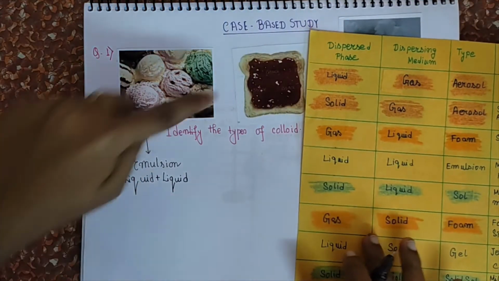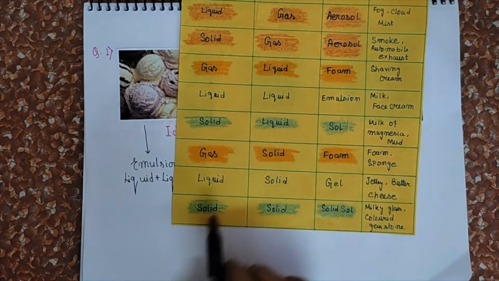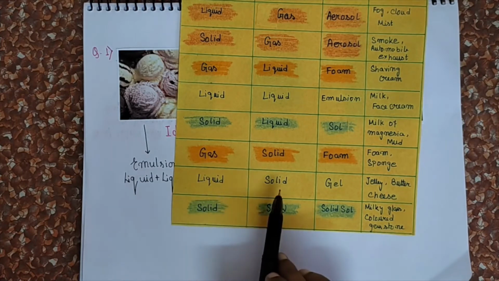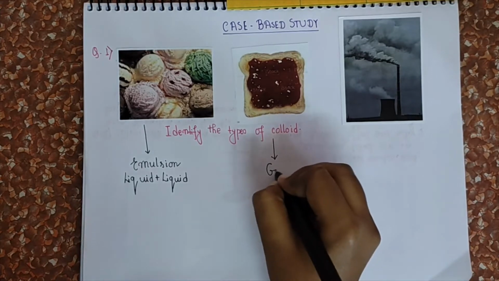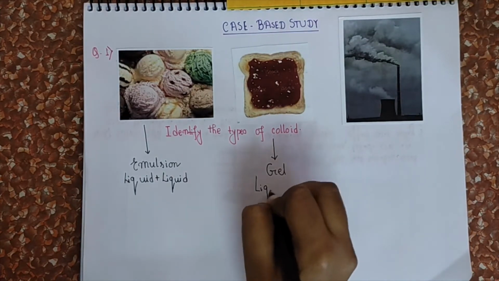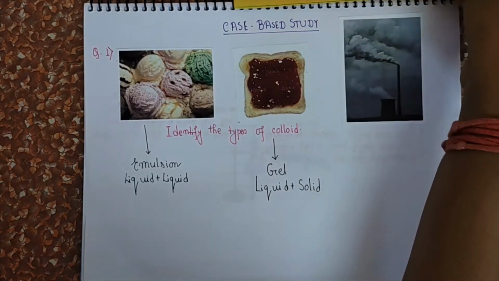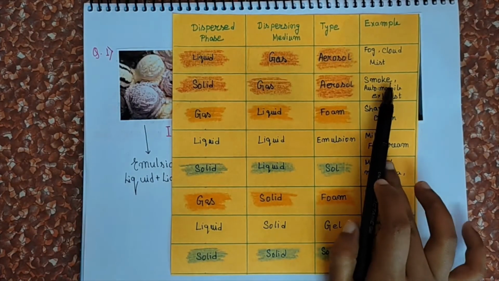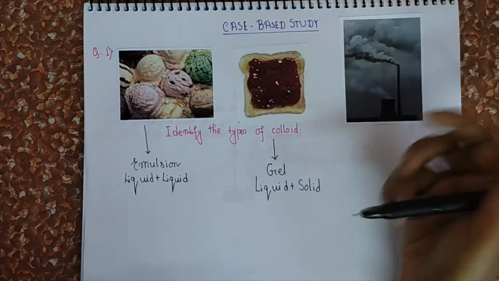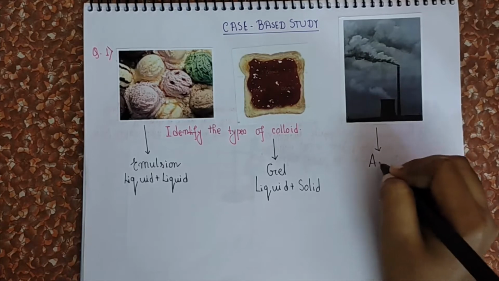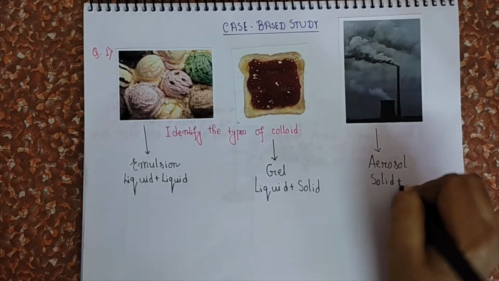Now the next one, this is jelly. So here this is jelly, this is gel. Jelly, gel, and dispersed phase is liquid, dispersing medium is solid. So this jelly, this is the gel. And the last one is the smoke. So here it is the smoke. So this is aerosol, solid gas, and it will form aerosol. Solid plus gas.